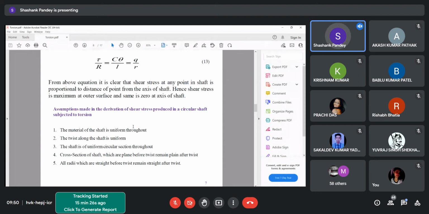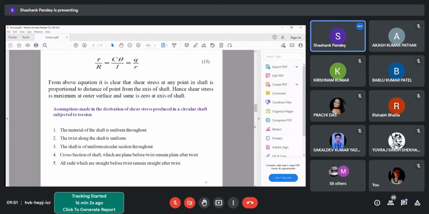So these are some of the assumptions. Material of the shaft is uniform throughout. Twist along the shaft is uniform. Shaft is of uniform circular section throughout. Cross section of the shaft, which is plane before twist, remains plane after twist, so it will not come out of the plane. All the radii which are straight before twist remain straight after twist, so the radius will not be distorted. So these are some of the assumptions.